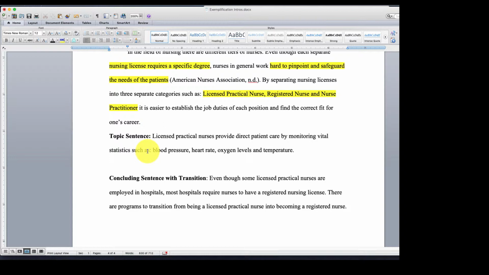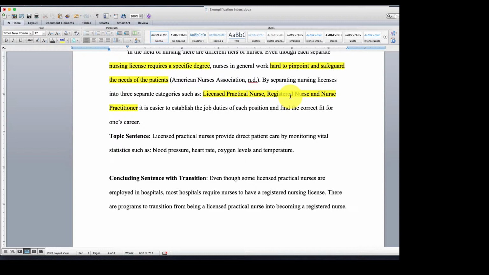The last sentence of that paragraph transitions again nicely. Even though some licensed practical nurses are employed in hospitals, most hospitals require nurses to have a registered nursing license. There are programs to transition from being a licensed practical nurse into becoming a registered nurse. And you can see here at the top, we go from licensed practical nurse to registered nurse.